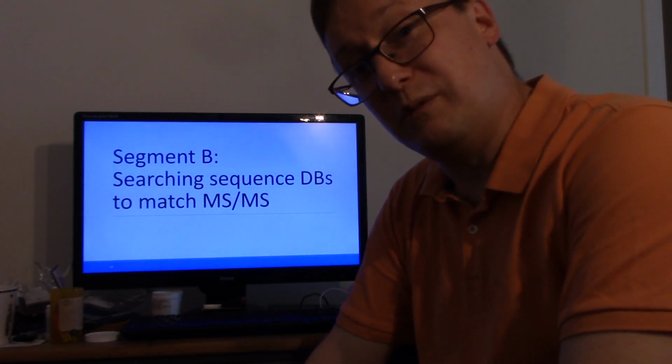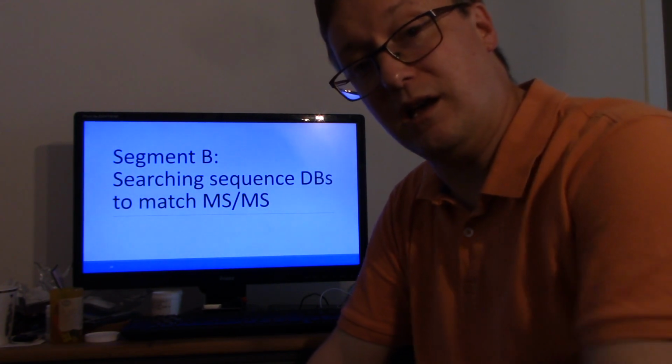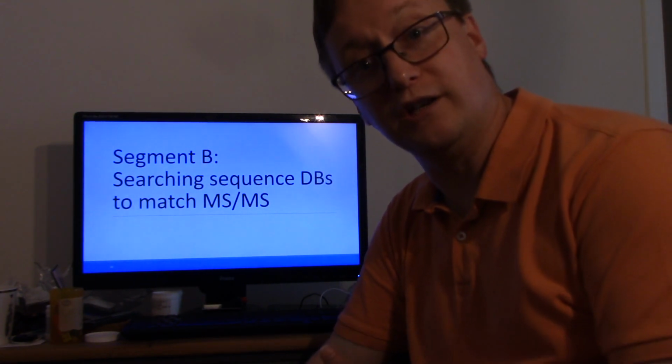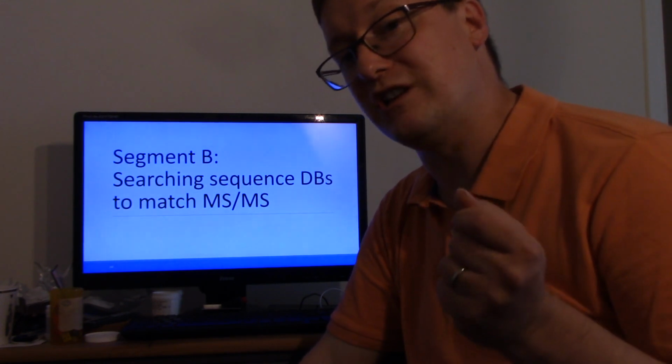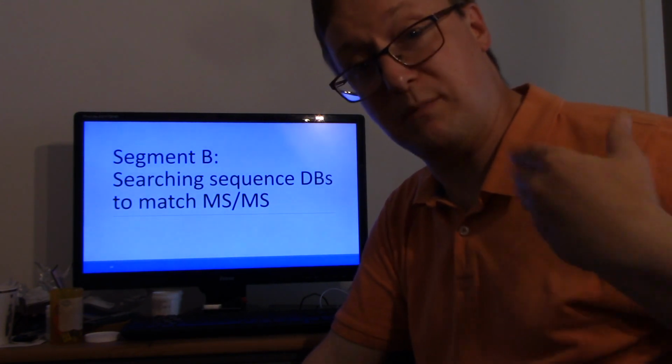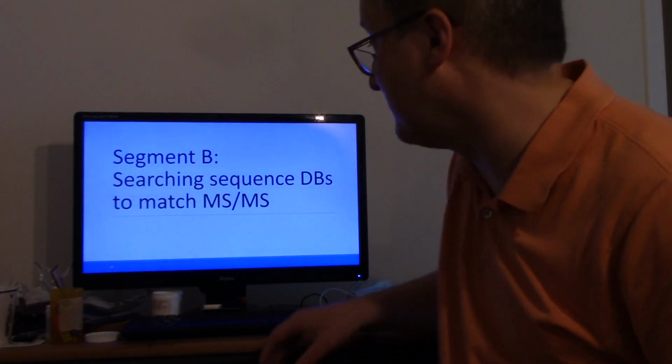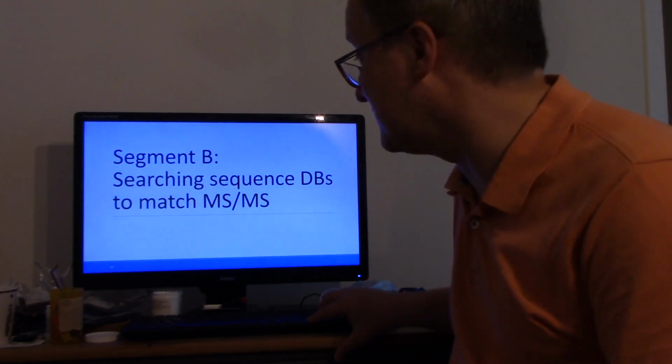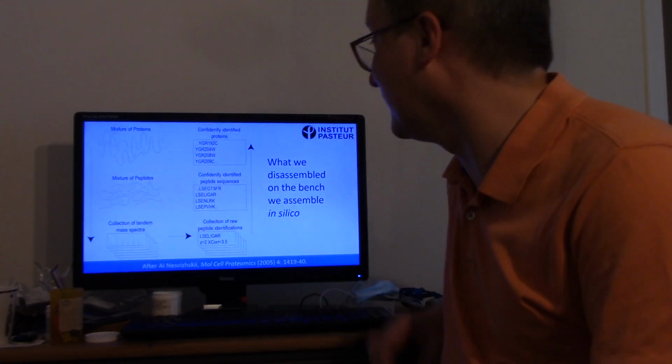In the last one, we talked about why the fragment ions in a tandem mass spectrum can be related to a peptide sequence. Now we're going to explain the algorithms that match peptide sequences to tandem mass spectra. This is carried out through the sequence database search algorithm.